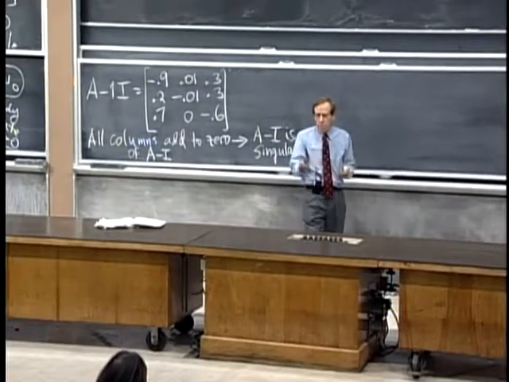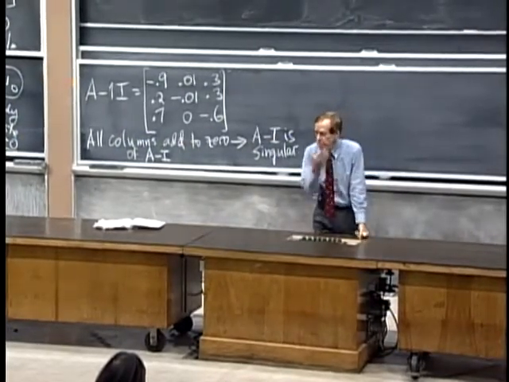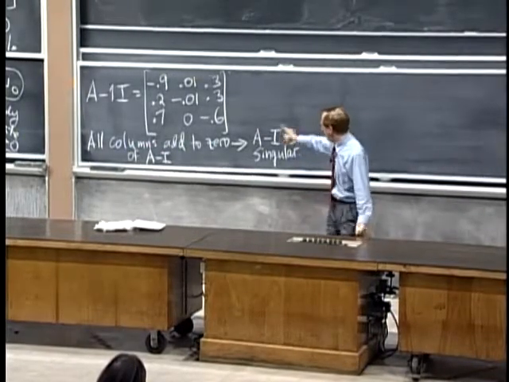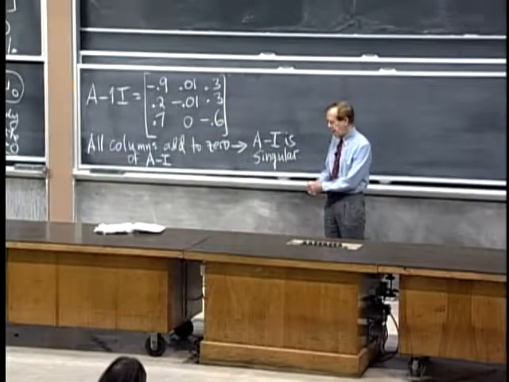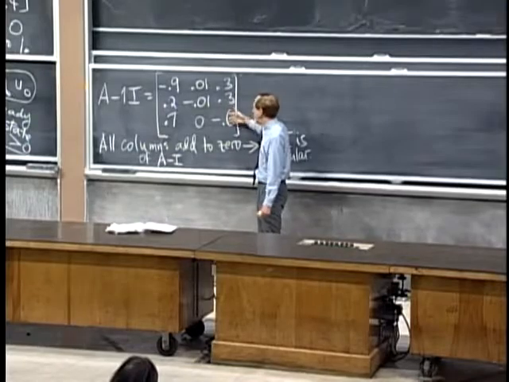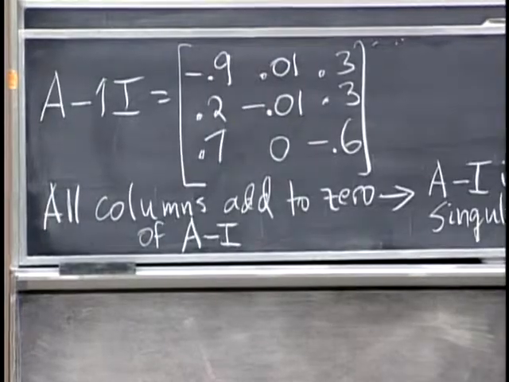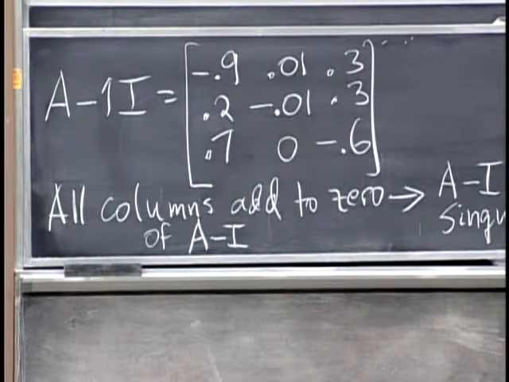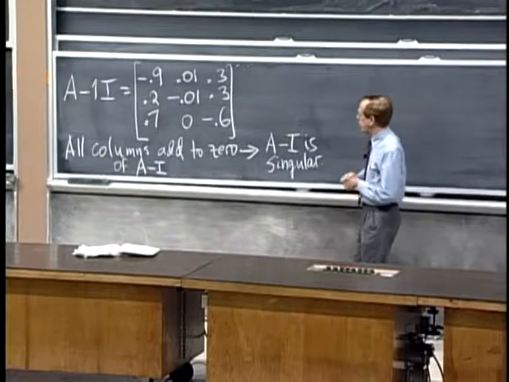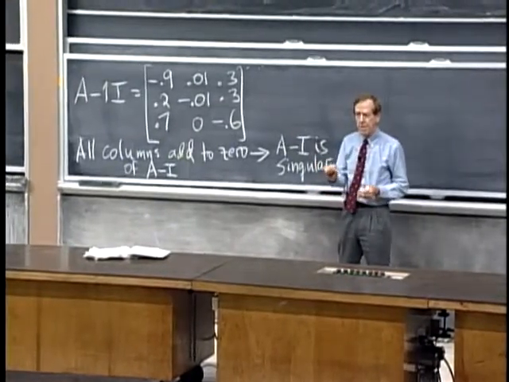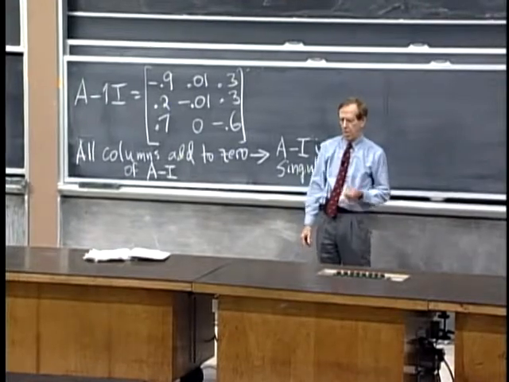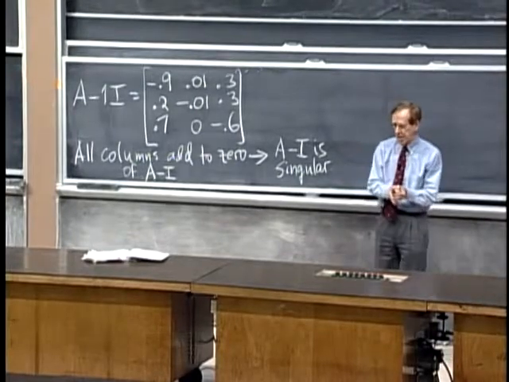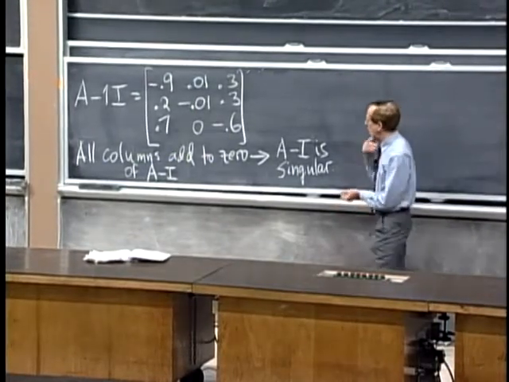Another thing I would like to be able to show is that the rows are dependent. Maybe that's easier. If I know that all the columns add to 0, that's my information, how do I see that those 3 rows are linearly dependent? What combination of those rows gives the 0 row? How could I combine those 3 row vectors to produce the 0 row vector? And that would tell me those rows are dependent, therefore the columns are dependent, the matrix is singular, the determinant is 0.